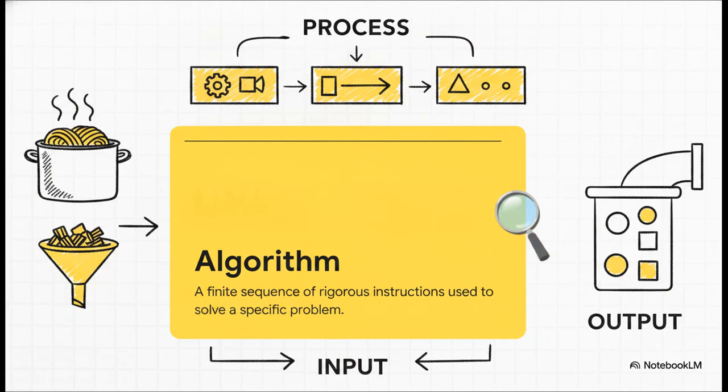So moving from our kitchen recipe to a slightly more formal definition, an algorithm is really just a finite sequence of mathematically rigorous instructions. It takes an input, processes it through very well-defined steps, and then spits out a desired output to solve a specific problem. Just like our pasta recipe, it is simply a structured set of rules designed to get a guaranteed result.